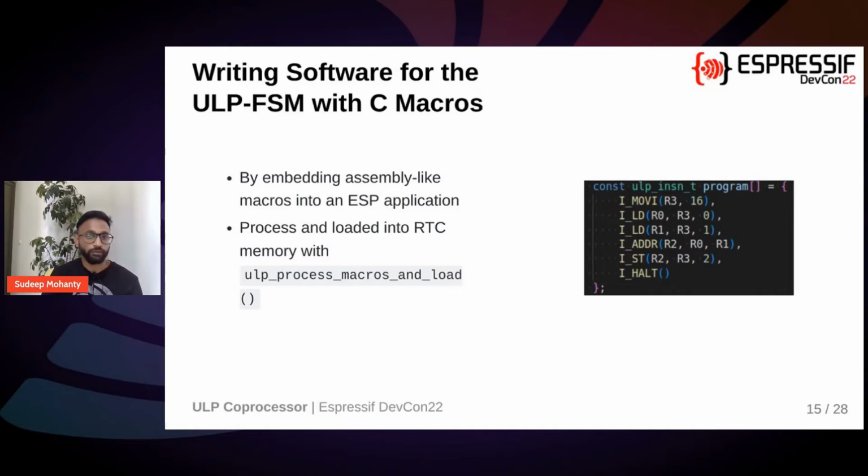Another way to program the ULP FSM core is by using C macros. This is a special kind of programming guide, per se, where we can embed some assembly-like macros into C code, and then load these as a binary into the ULP. This is a bit easier to read as compared to assembly code if you're not familiar with it. But this is another way that ULP FSM can be programmed.